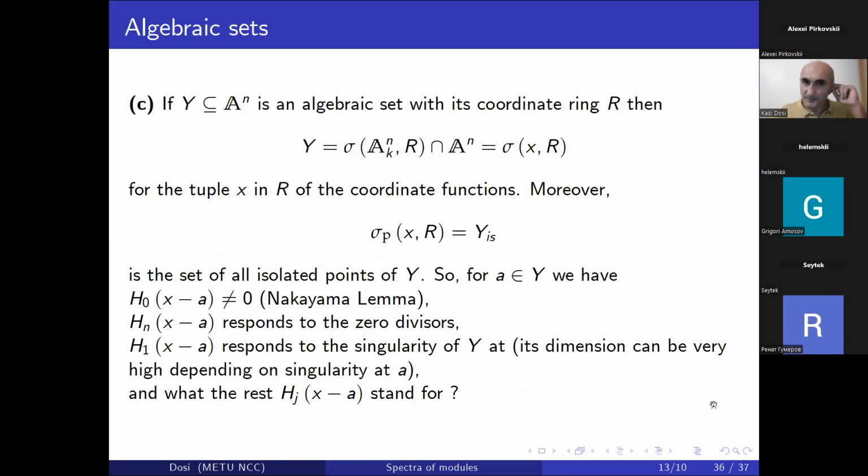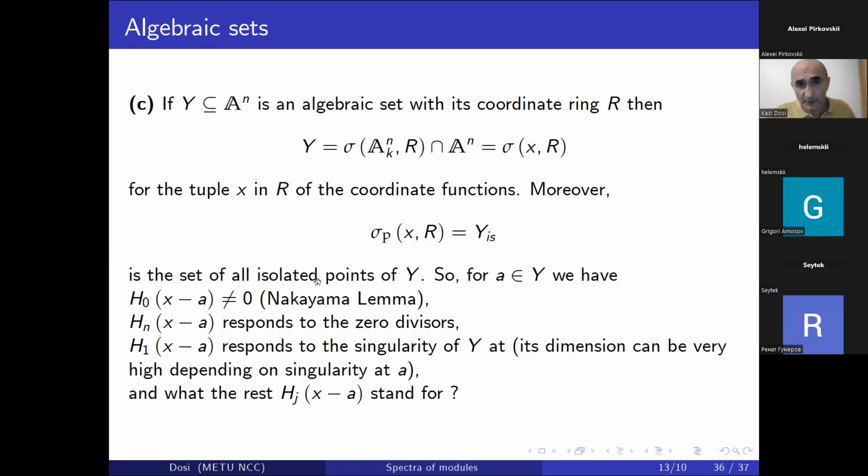Okay, the final example from geometry. Let's switch a bit toward geometry. So Y is an algebraic set, with coordinate ring R. Then what's happening? The Y is actually a support intersection. Well, we know what an algebraic set in A^n over K is. That's the closed points. That's exactly my Taylor spectrum of the operator tuple over R. X is the coordinate functions acting over R.